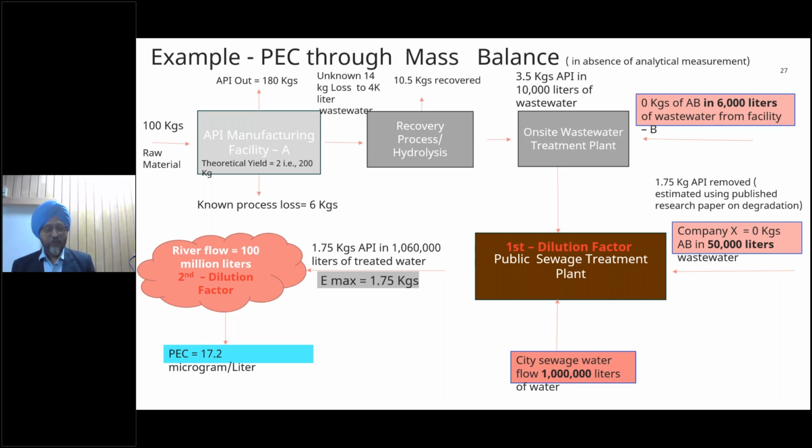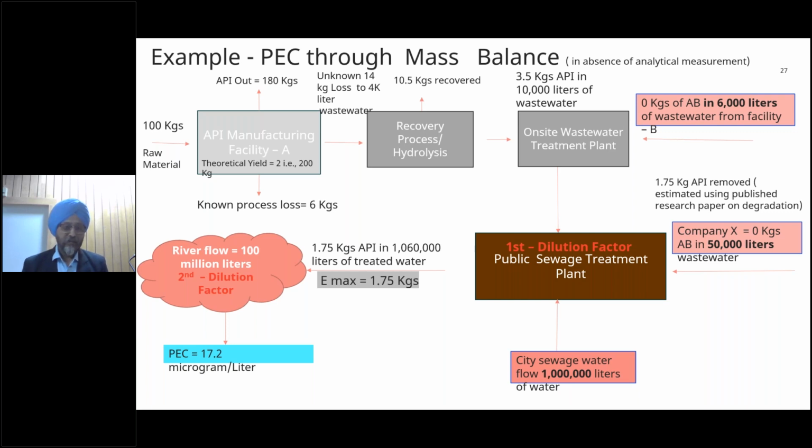And thereafter, if there is a recovery process to remove that API, let's say 10.5 kg is recovered here, and then eventually 3.5 kg of API, or antibiotics, goes to the on-site wastewater treatment plant, along with streams coming from other plants inside the factory. In certain organizations, the wastewater from the wastewater treatment plant goes to public sewage treatment. You apply a factor there, like in the city, almost about, I believe, 10 million liters, and that is the dilution factor. The first factor applies, then thereafter it moves to the river or sea. So the example here is for a river. Let's say the river has a flow of 100 million liters, and that is the second dilution factor that eventually gives you a calculation.